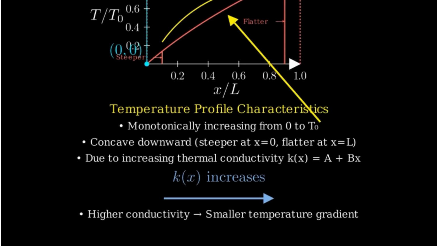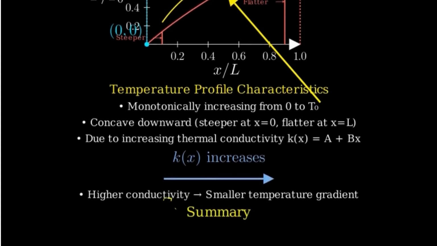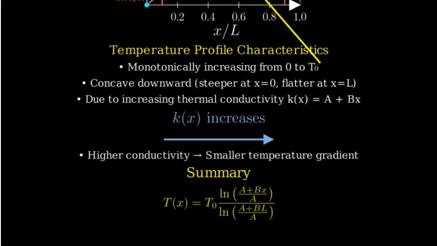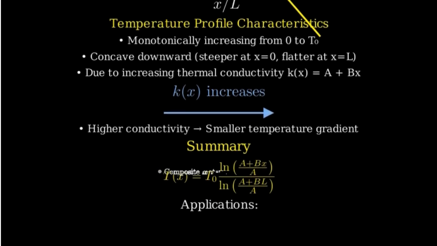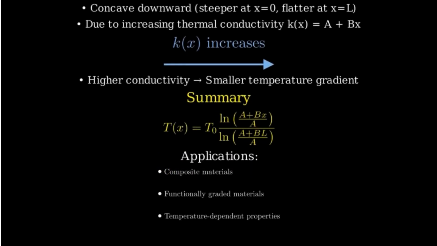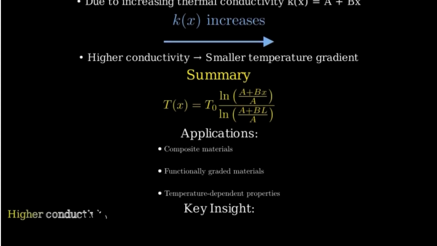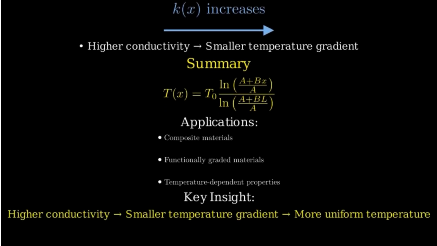To summarize what we've learned, we've solved the one-dimensional heat conduction problem for a slab with linearly varying thermal conductivity. The temperature distribution follows a logarithmic function, which is concave downward. This analysis is important in many engineering applications where materials have variable properties, such as composite materials, functionally graded materials, or materials under varying temperature conditions. The key insight is that in regions of higher thermal conductivity, the temperature gradient is smaller, leading to a more uniform temperature distribution in those areas.